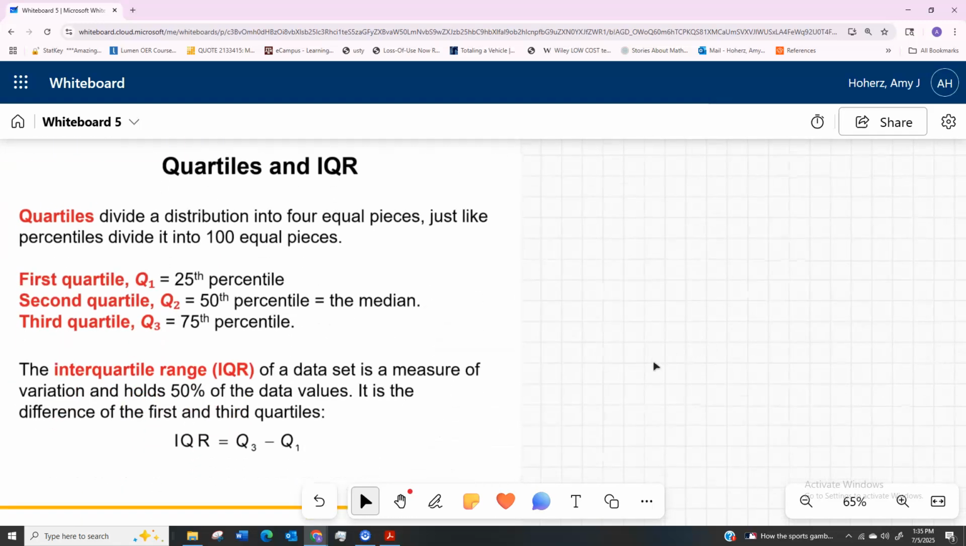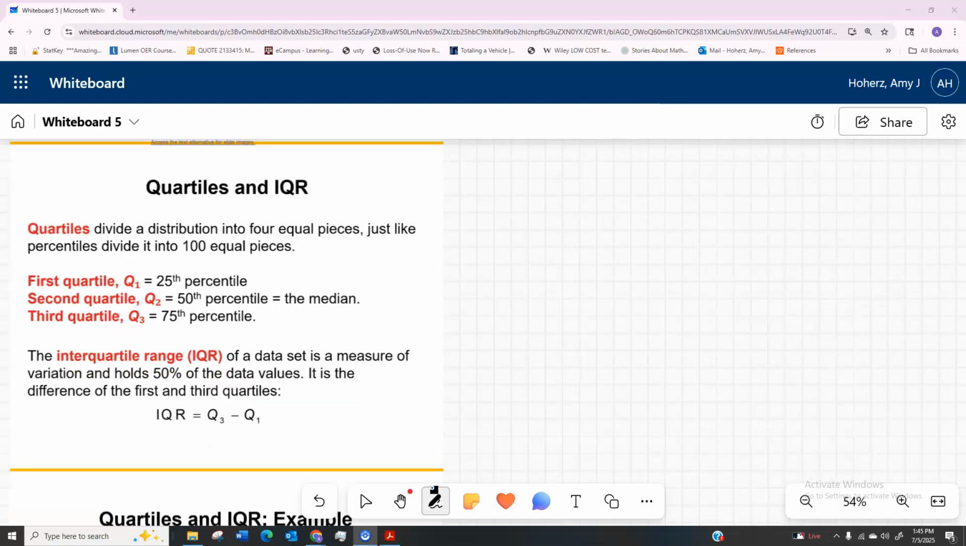Okay, so now we're going to talk about quartiles. So with quartiles, instead of breaking the data into 100 pieces or into 10 pieces, we're breaking it into 4 equal pieces. So quartiles divide into 4 equal pieces, which makes a lot of sense why this is called quartiles. I mean, percent means per 100, per 100.